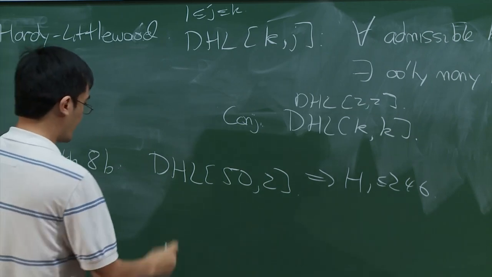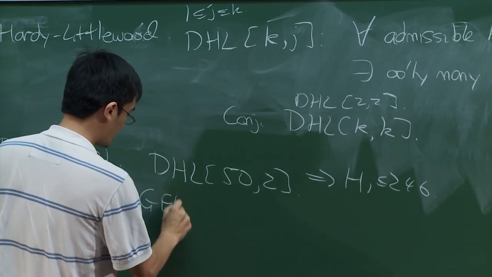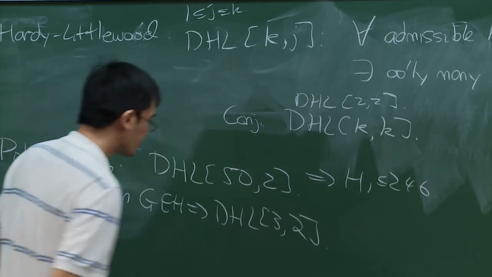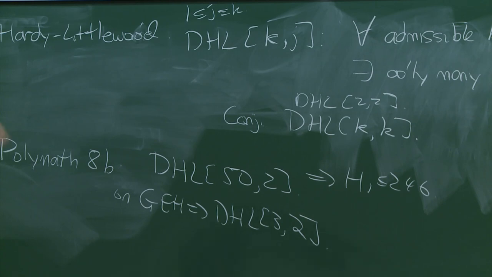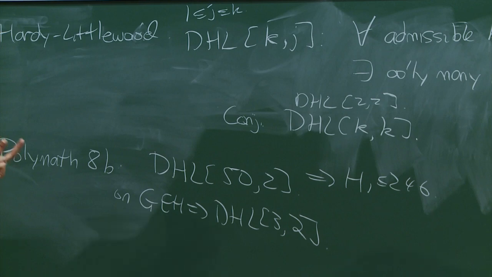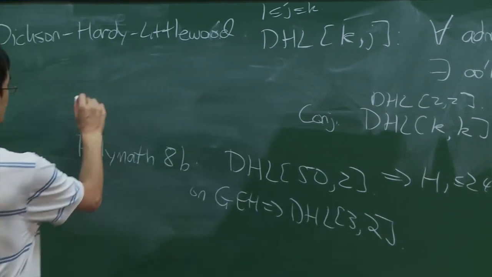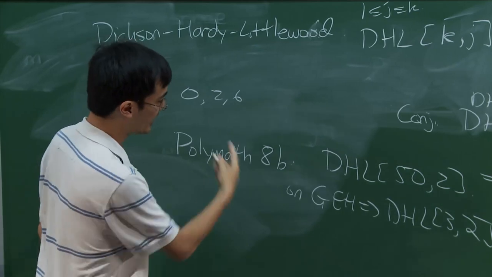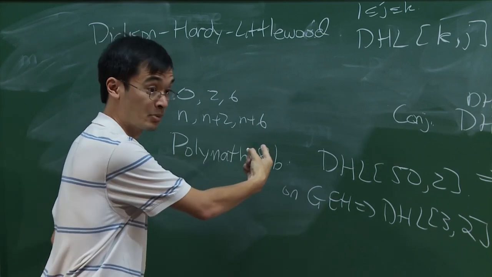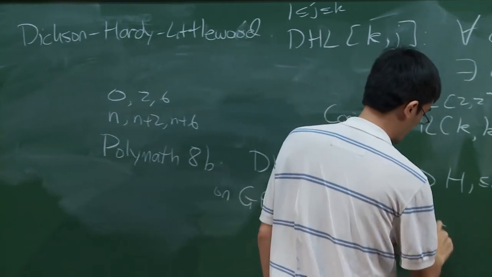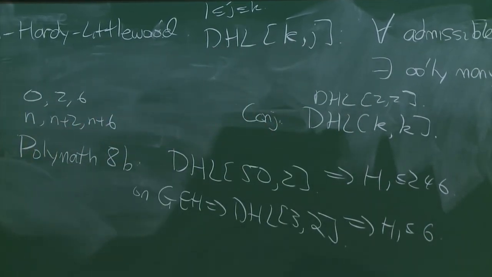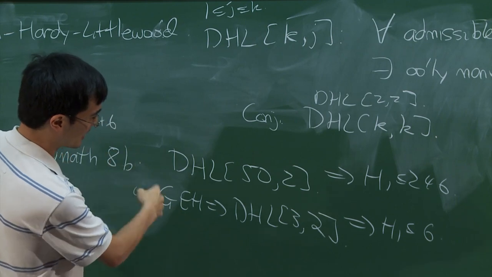And on the generalized Elliott-Halberstam conjecture, we can actually get DHL[3,2], which is about as close as you can get to [2,2] without actually getting [2,2]. Given any admissible 3-tuple, for example 0, 2, and 6, we can find shifts of this triple where two of these are prime. And this is what gives you H1 is at most 6.